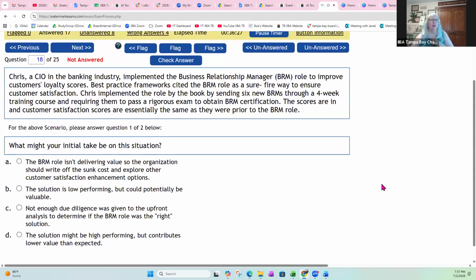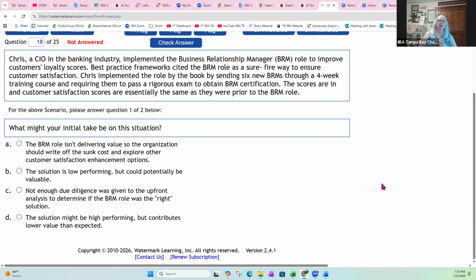Chris, the CIO in the banking industry, implemented the business relationship manager BRM role to improve customers' loyalty scores. Best practice framework cited the BRM role as a surefire way to ensure customer satisfaction. Chris implemented the role by the book by sending 6 BRMs through a 4-week training course and requiring them to pass a rigorous exam to obtain BRM certification. The scores are in, and customer satisfaction scores are essentially the same as they were prior to the BRM role. What might be your initial take on this situation?